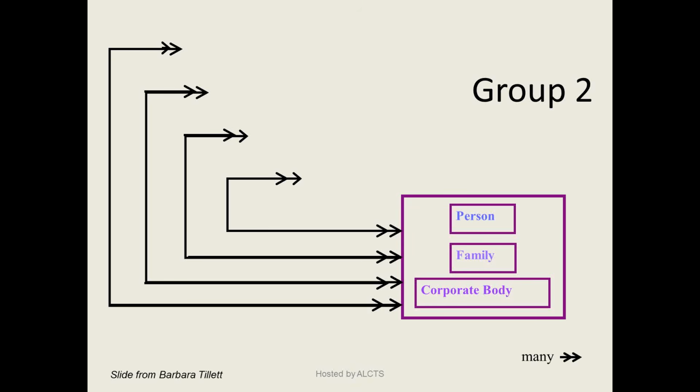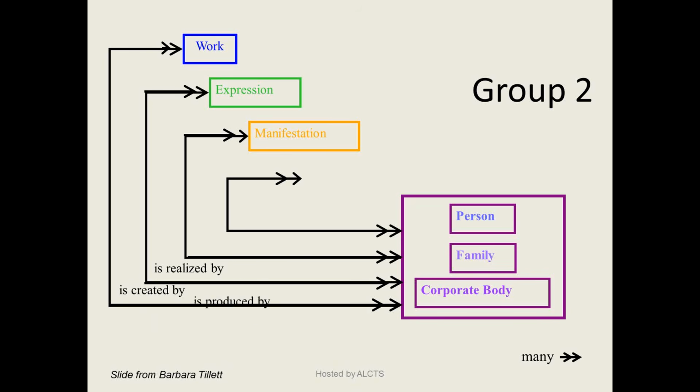So there are relationships between the Group 2 entities and the Group 1 entities, and this slide is also from Barbara Tillett. A work like The Three Musketeers is created by a person, Alexandre Dumas. An expression, like a translation, is realized by a person, the translator. A manifestation is produced by a corporate body, the publisher, and an item could be owned by a corporate body, perhaps a library. So why am I showing you this? Well, figuring out and expressing these relationships will be a big part of cataloging with RDA, and this is what's new to catalogers. There will be a learning curve.